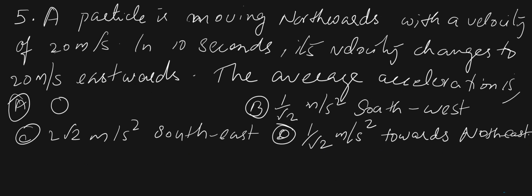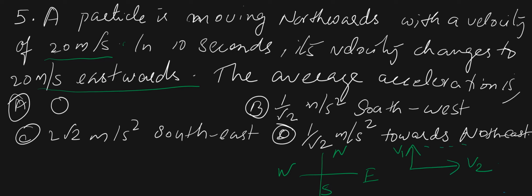A particle is moving northwards with a velocity of 20 meter per second. In 10 seconds, its velocity changes to 20 meter per second eastwards. The average acceleration is. Let us first draw the directions east, west, north, south. First, the particle is moving northwards with a velocity v1. Then it moves eastwards with velocity v2. So let us find out the acceleration.